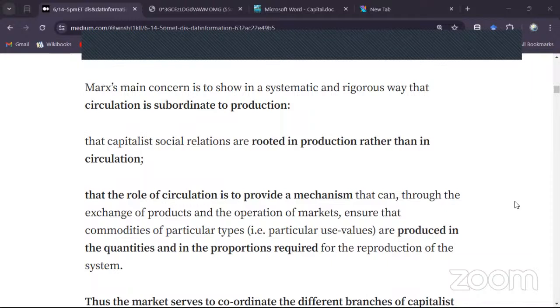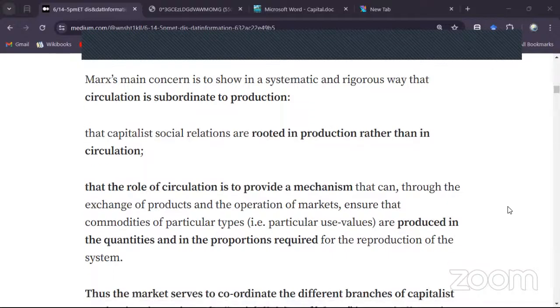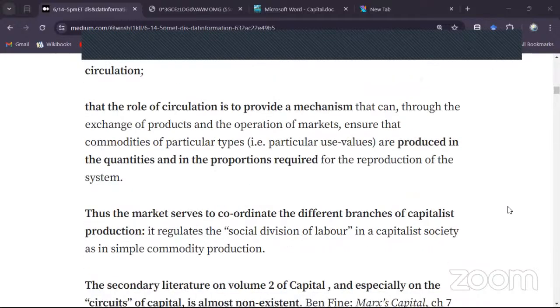But the role of circulation is to provide a mechanism that can, through the exchange of products and the operation of markets, ensure that commodities of particular types, that is, particular use values, are produced in the quantities and the proportions required for the reproduction of this system. You sort of need enough hammers, but you don't need 5 different hammers unless you're really a specialist. Thus, the market serves to coordinate the different branches of capitalist production. It regulates the social division of labor in a capitalist society, as in simple commodity production that we looked at in Volume 1.